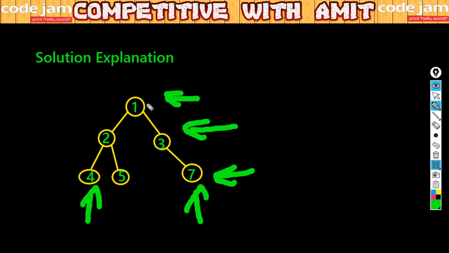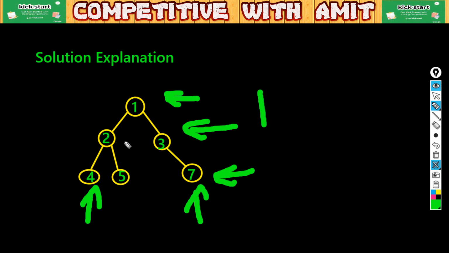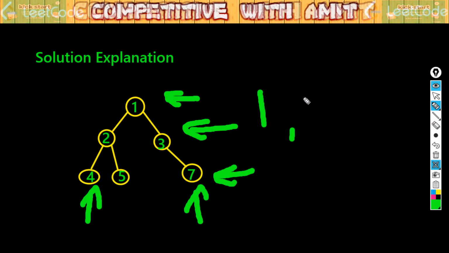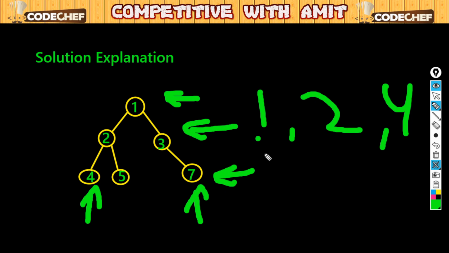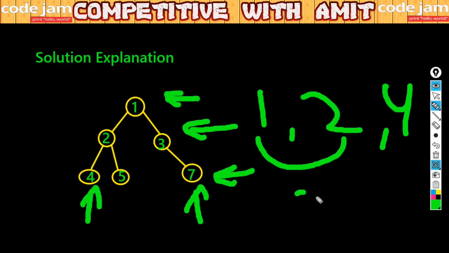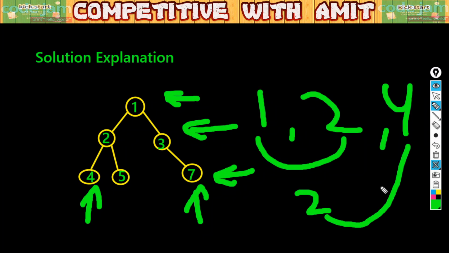So in this case, after the first level our answer will be 1, after the second level the answer will be 2, and after the third level the answer will be 4. So at the end we will find the maximum. First we will find the maximum of this, then at the end we will find the maximum of this.